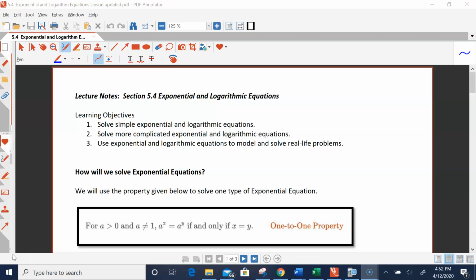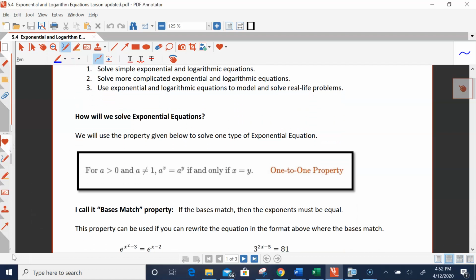Let's recall those. So with an exponential function, recalling the one-to-one property, it said if you had a to the x equal a to the y, then because those two bases matched, that is similar to solving x equal y. So a to the x is equal to a to the y if and only if the two exponents are equal. So it's like just sort of canceling out those two bases.